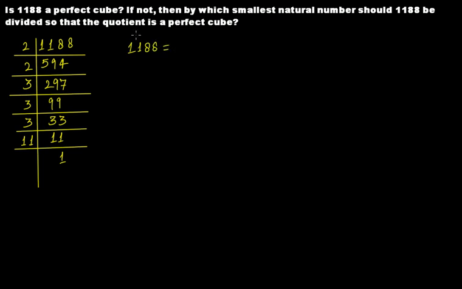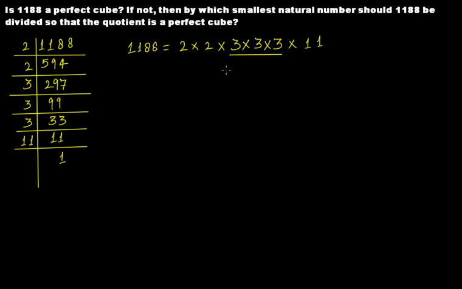So if you express 1188 in terms of its prime factors, it becomes 2 multiplied by 2 multiplied by 3 multiplied by 3 multiplied by 3 multiplied by 11. We have 3 prime factors, 2, 3 and 11, but only 3 appears 3 times, 2 appears 2 times and 11 appears only 1 time. So 2 is not appearing 3 times, 11 is also not appearing 3 times. It means that this is not a perfect cube. So we have to divide so that the quotient becomes a perfect cube.